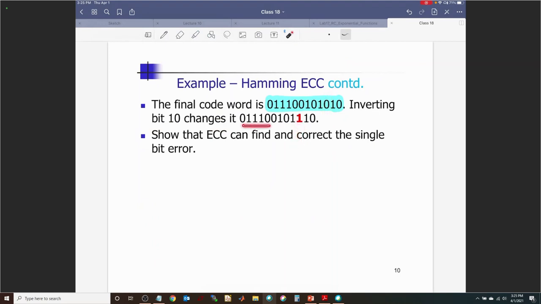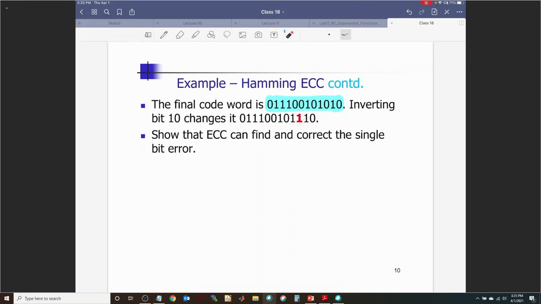Now using this corrupted code word, we need to figure out where that error is and be able to correct it. So let's see whether we can do this using the Hamming error correction scheme. Let's see if we can find and correct the single bit error. Of course, it has occurred over here, which we are marking in red.